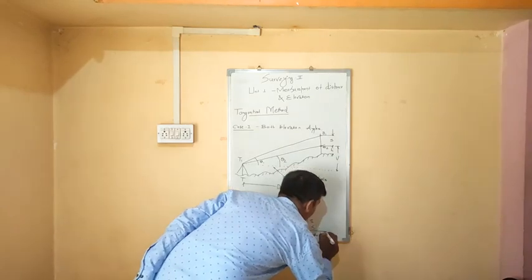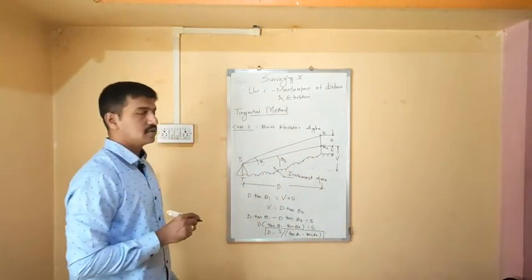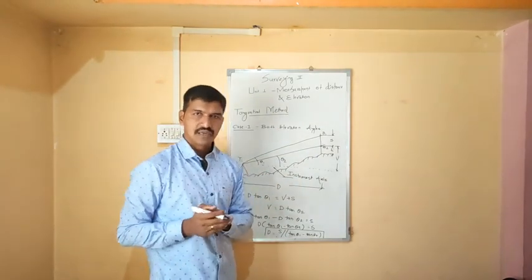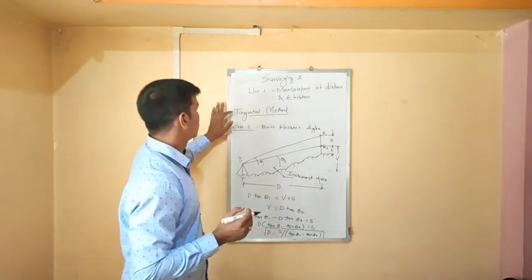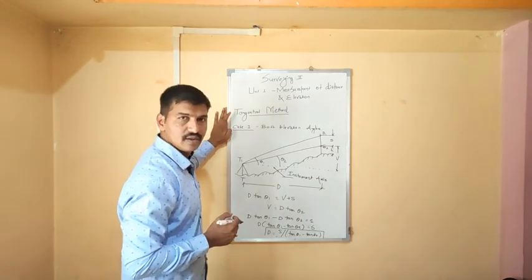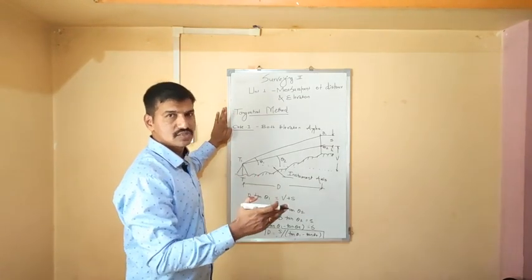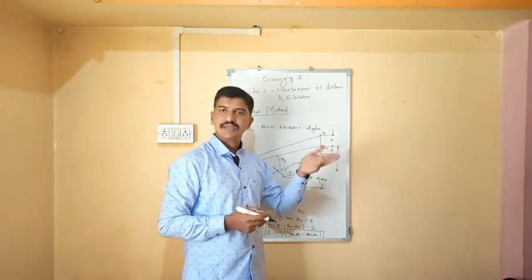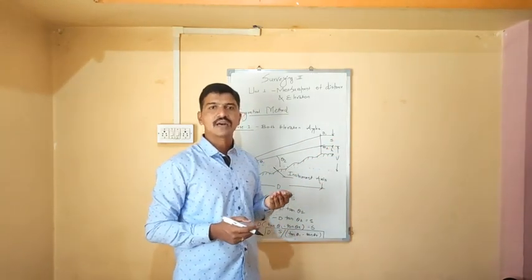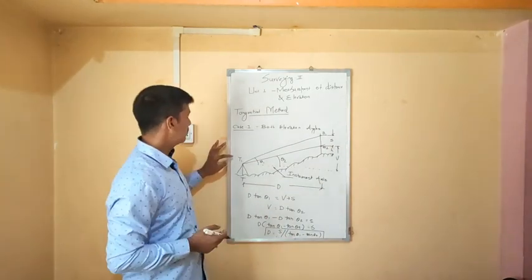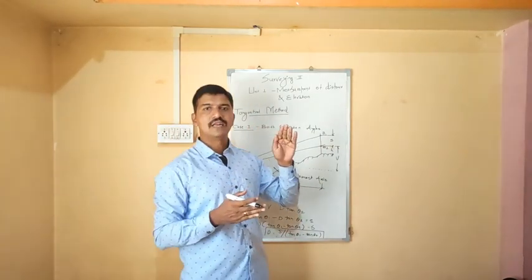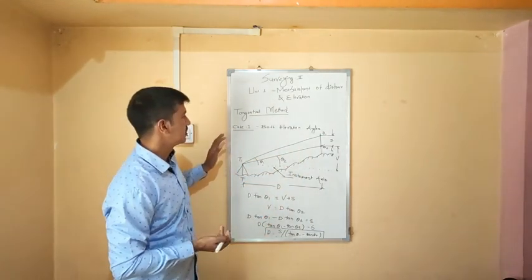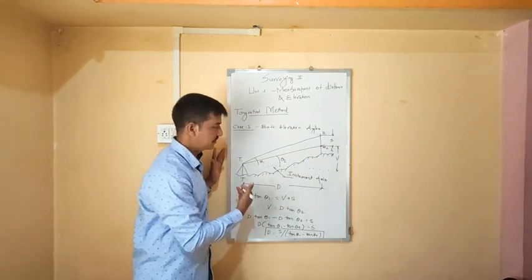Okay, I would like to explain this thing again one more time. What I have done, this is tangential hair method, case number 1. There are 3 cases. First case, both the angles are elevation angle. Second case, both the angles are depression angle. And third case will be one angle elevation, one angle depression. Okay. So this is case number 1. I have taken both angles as elevation angles.